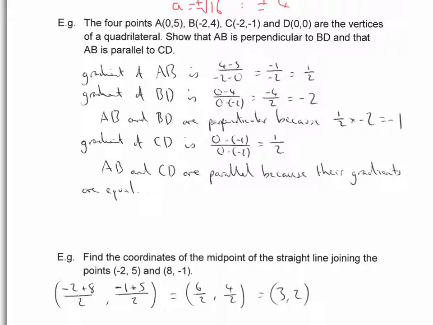So let's look for the gradient of CD, and again, being consistent, I'm doing y-coordinate of D, take away y-coordinate of C, over x-coordinate of D, take away x-coordinate of C. That gives me 1/2. 1/2 is exactly the same as I got before, so AB and CD are parallel because their gradients are the same.